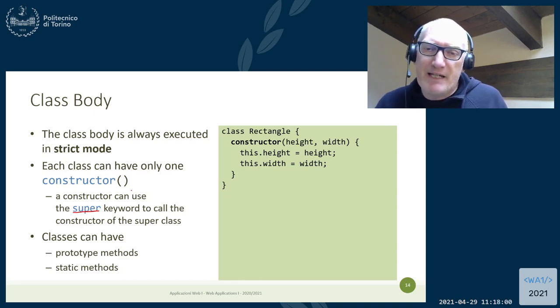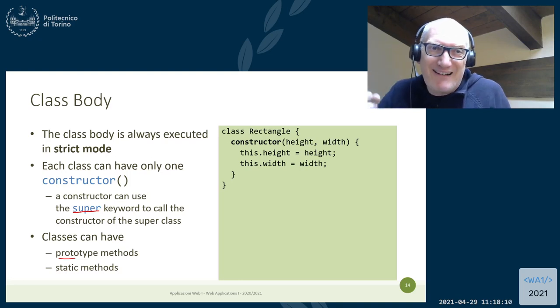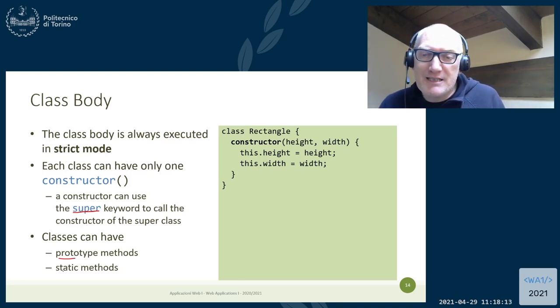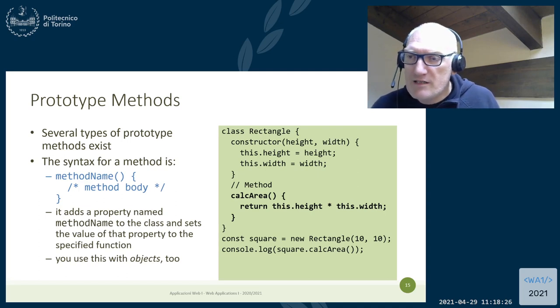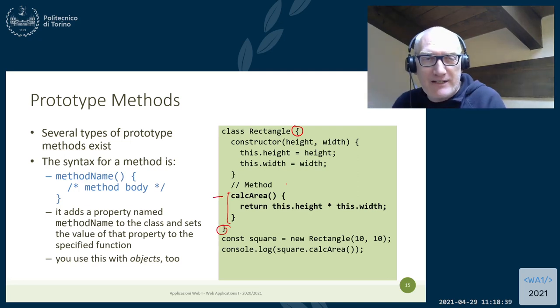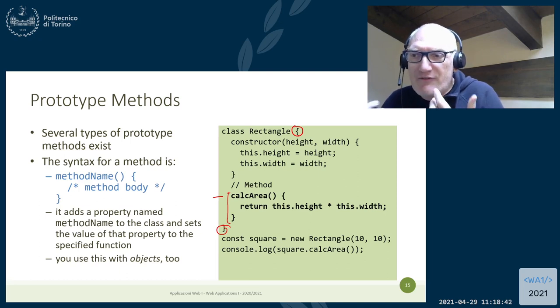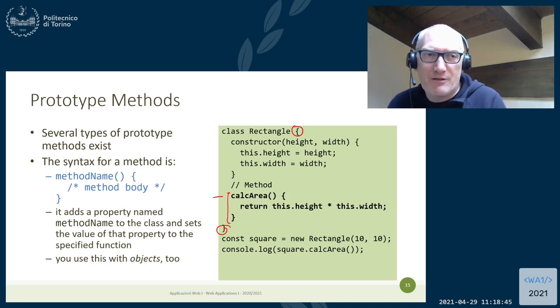And inside classes we may have both prototype methods that apply at the class level, but may access the objects because the prototypes are linked to the objects, or static methods that are not linked to any object. So the prototype methods are normal methods that can be defined inside the class. There's nothing new. We are just defining a function inside the scope of a class declaration. You see, there is no function keyword here. There is no fat arrow symbol here. It's like defining a function, but without the function keyword.